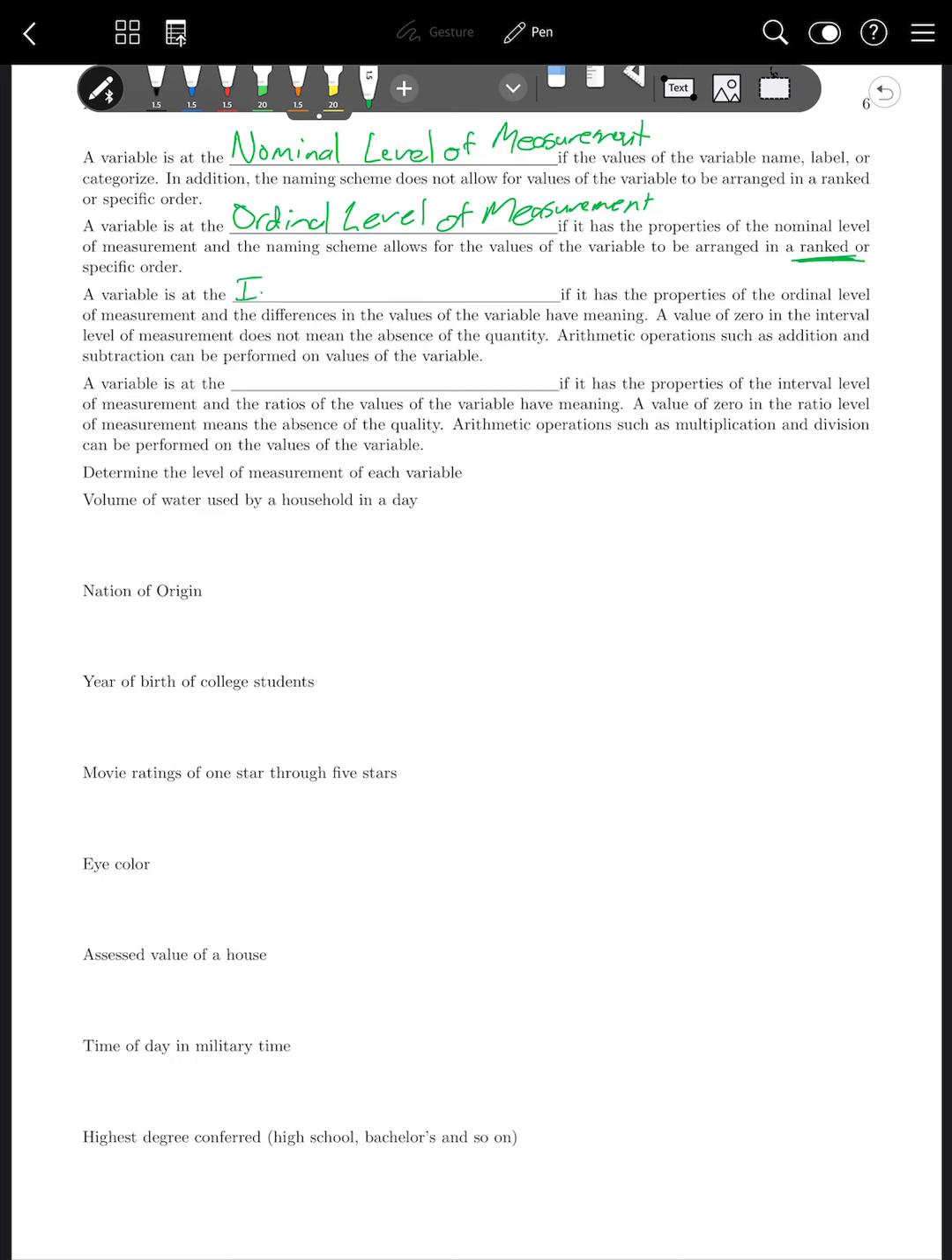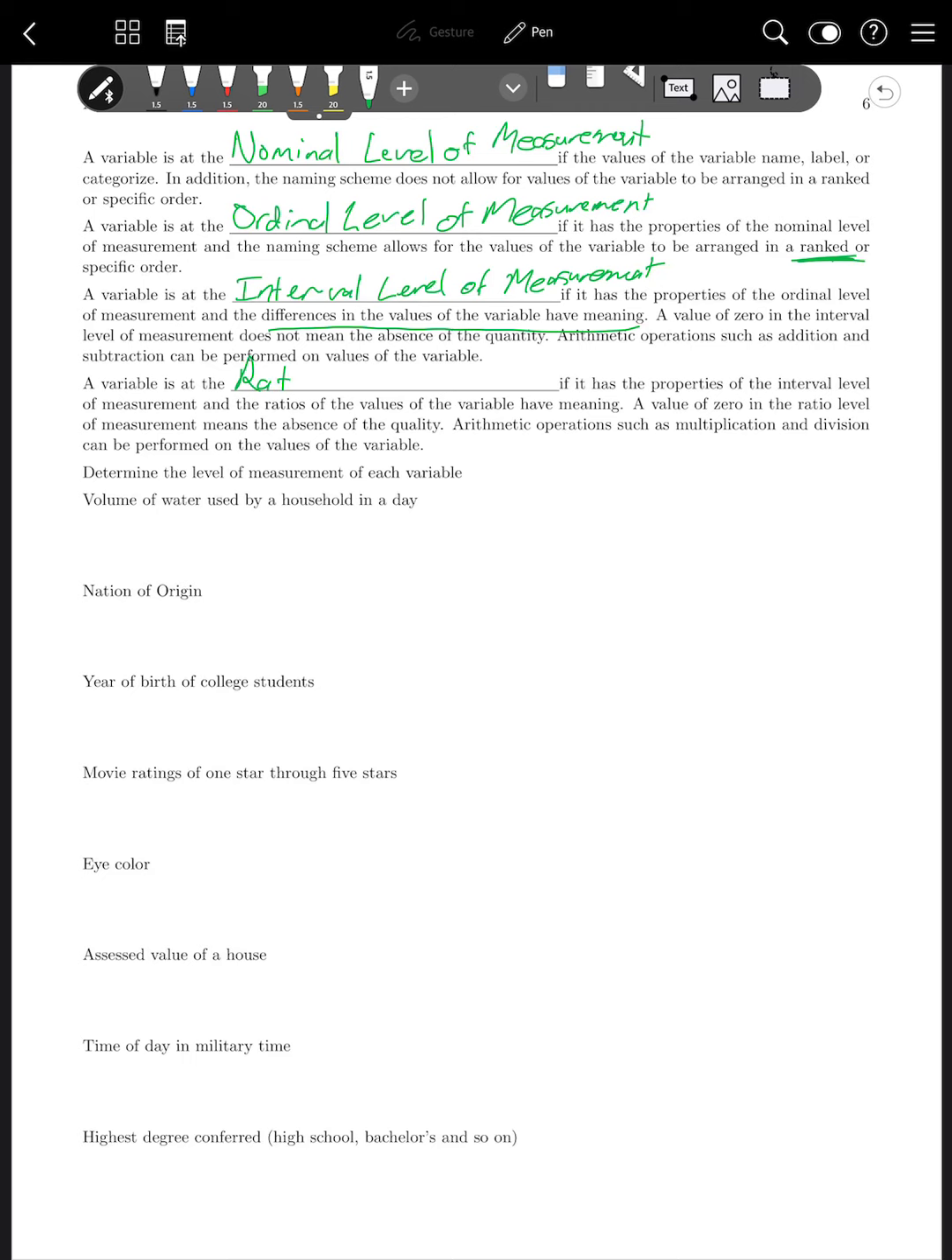A variable is at the interval level of measurement if it has the properties of the ordinal level of measurement and the differences in the values of the variable have meaning. So that's the key. The difference in the values of the variable have meaning. A value of 0 in the interval level of measurement does not mean the absence of the quantity. And we'll look at examples here to see what that means. Arithmetic operations such as addition and subtraction can be performed on the values of the variable.